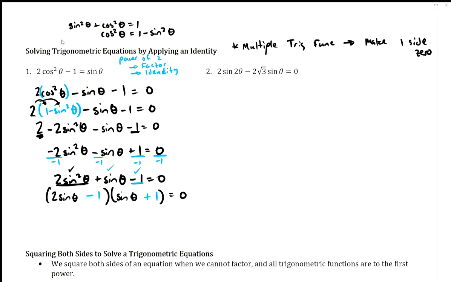Now that we have the two factors set equal to 0, we can split them into their own equations set equal to 0. Okay, and then on this first one, we should add the 1 over. So we'd have 2 sine of theta would equal 1. And then we could divide by 2 to get sine of theta is 1/2. The second equation, it just is subtract by 1. So we would have sine of theta is negative 1/2.